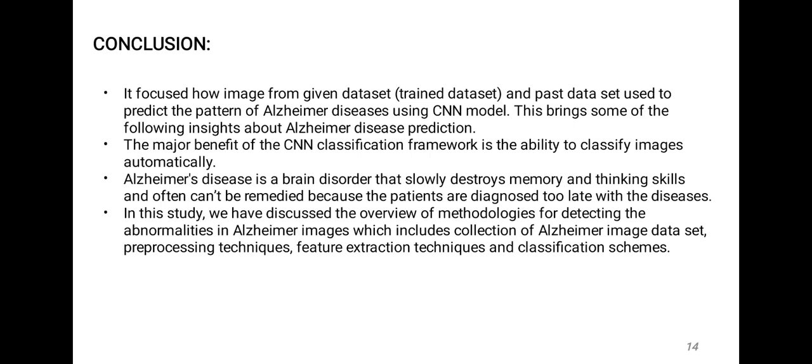In this study, we have discussed the overview of methodologies for detecting abnormalities in Alzheimer images, which includes collection of the Alzheimer image dataset, preprocessing techniques, feature extraction techniques, and classification schemes. These are the references we have made.